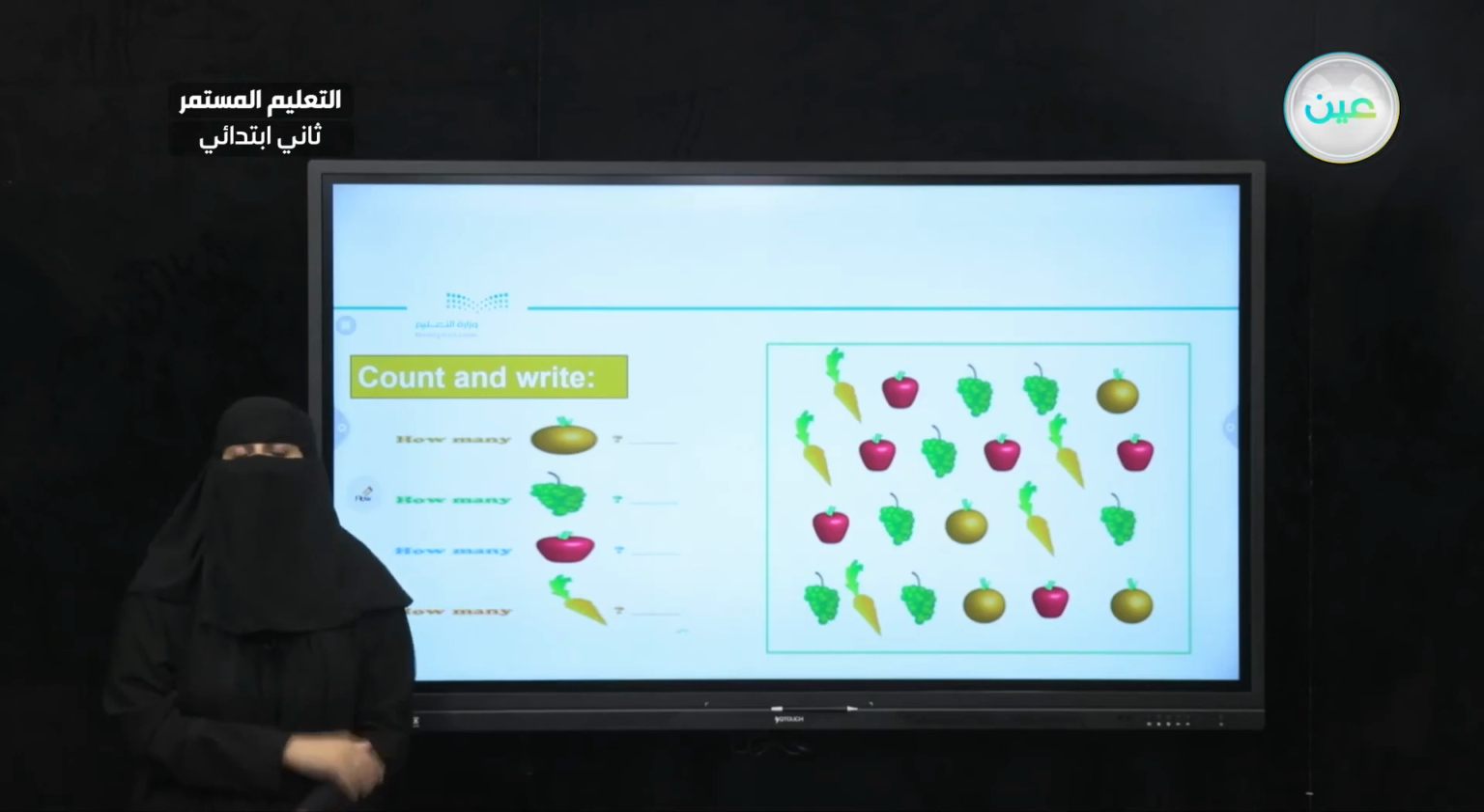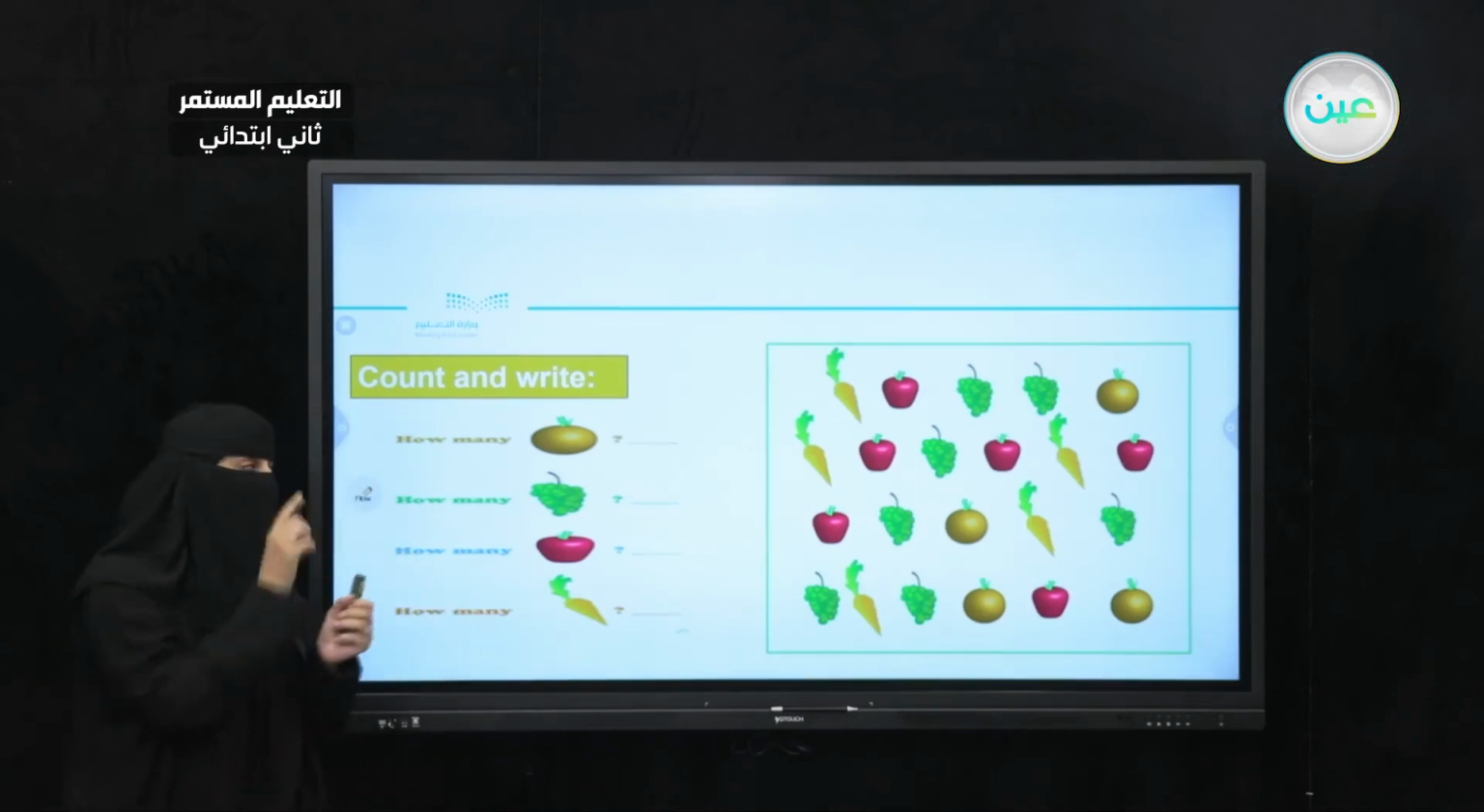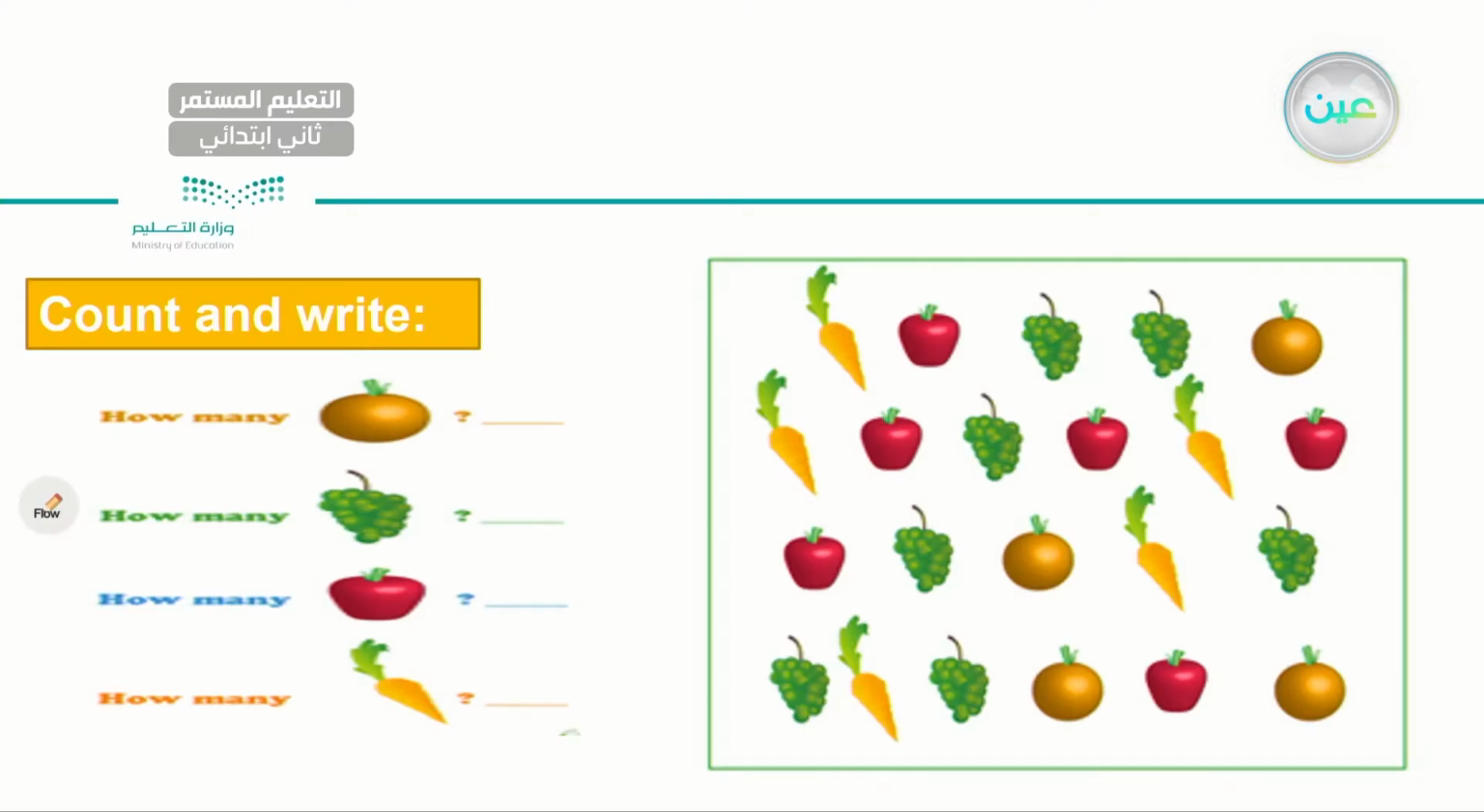Try to count and write the answers on the piece of paper that you have. Start counting now. How many oranges, how many grapes, how many apples, how many carrots? Make sure you have the correct answer for me in 30 seconds.